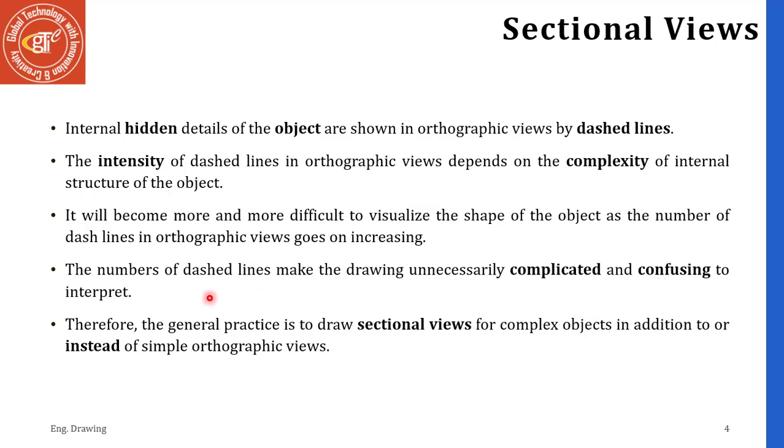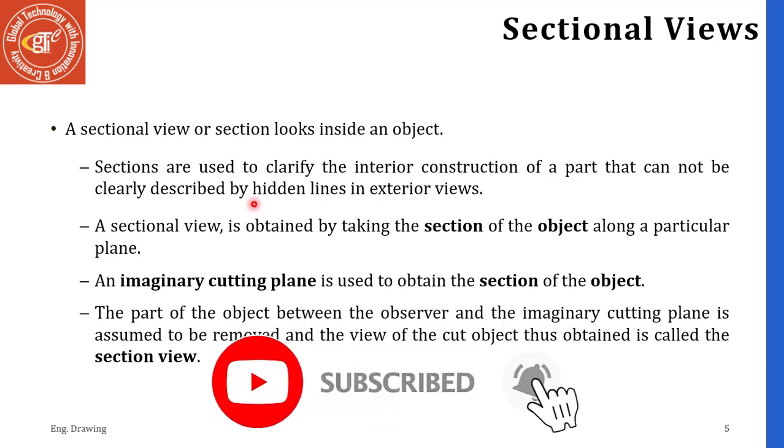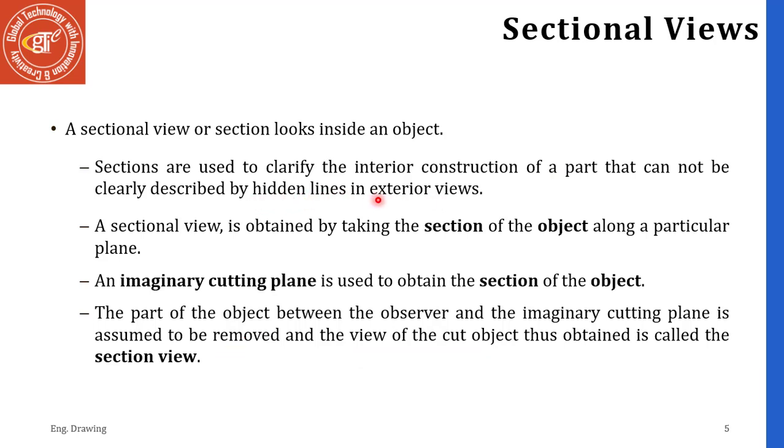So therefore the general practice is to use the sectional view for the complex object, in addition to or instead of simple orthographic views. So the sectional view or section looks inside an object. Sections are basically used to clarify the interior construction of the part that cannot be seen clearly by hidden lines in the exterior views, as I am telling you before.